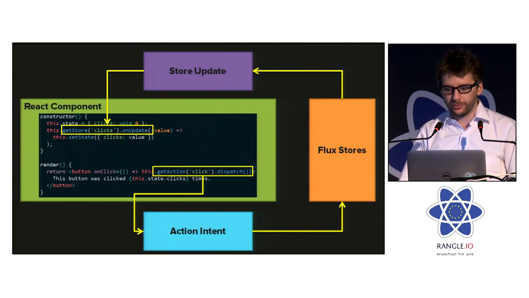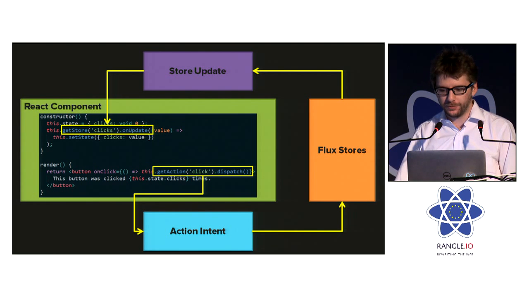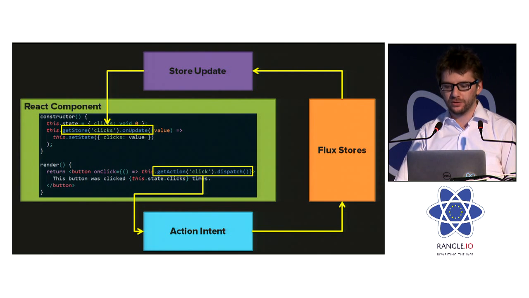In the constructor of the component, we subscribe to store updates from a store named clicks. Whenever the component receives an update from this store, we inject the new value into the component state. In the render function, we define a click handler on our button. Whenever the button is clicked, the component fires an action intent for the click action. So from the component point of view, the world is very simple. You can explicitly subscribe to store updates and fire action intents. And that's pretty much all you can do about app state.